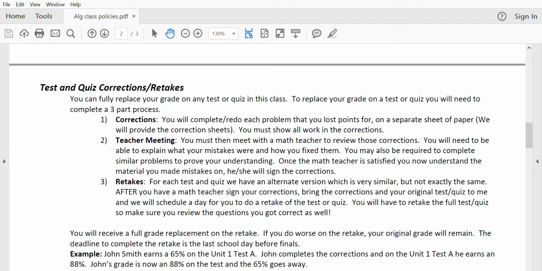Please do not do the corrections on the original exam. I want you to be able to see what your mistakes were, and it just helps me and the other math teachers that will be checking them to see the differences there.